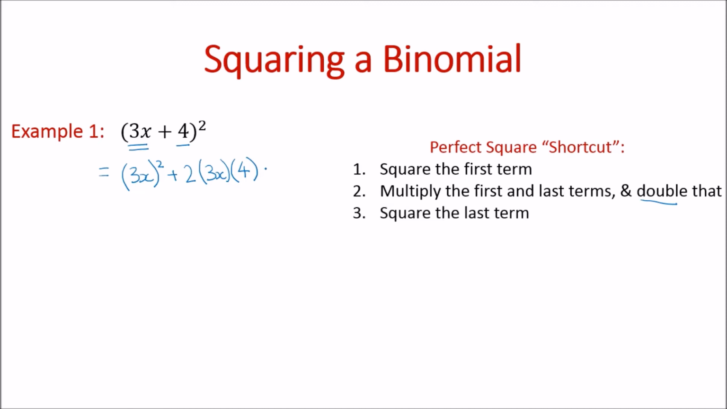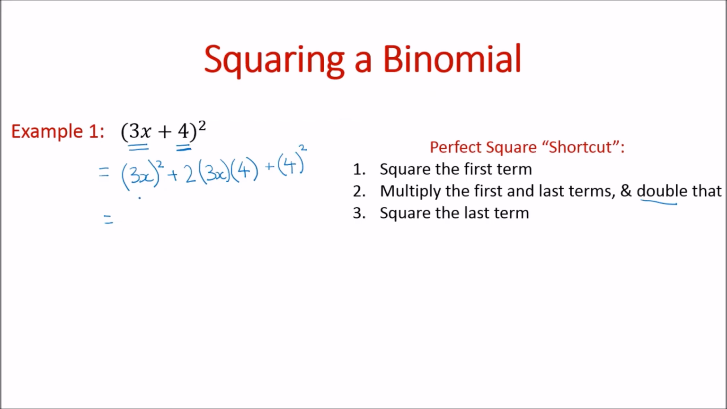We're going to work out what we should write down here for the third term in our answer. The third term is going to be the square of the last term. So that is the square of this 4 up here. This is the last term in our original expression. So let's add on the last term and let's show that being squared.